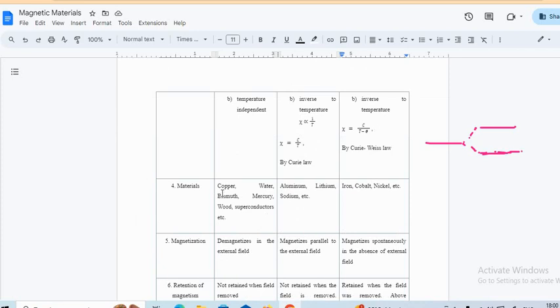The examples are copper, water, bismuth, and the superconductors, which are very good diamagnetic materials. Aluminium, lithium, and sodium are paramagnetic. Iron, cobalt, and nickel are ferromagnetic.